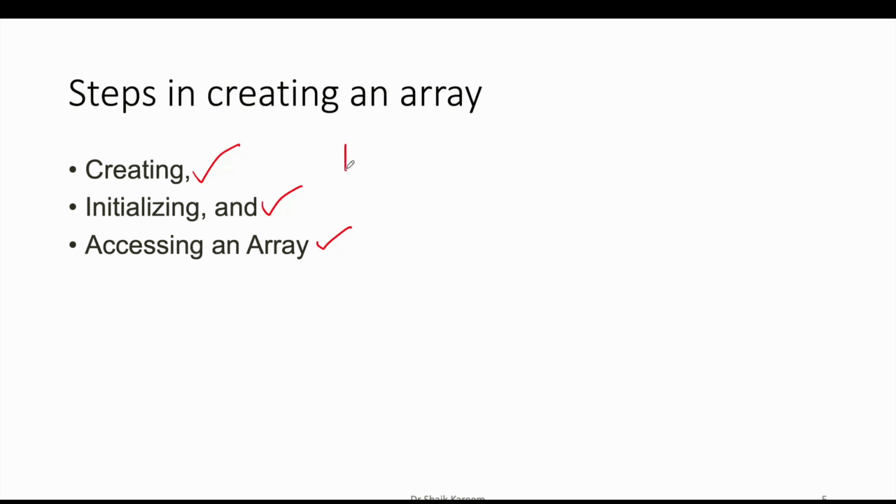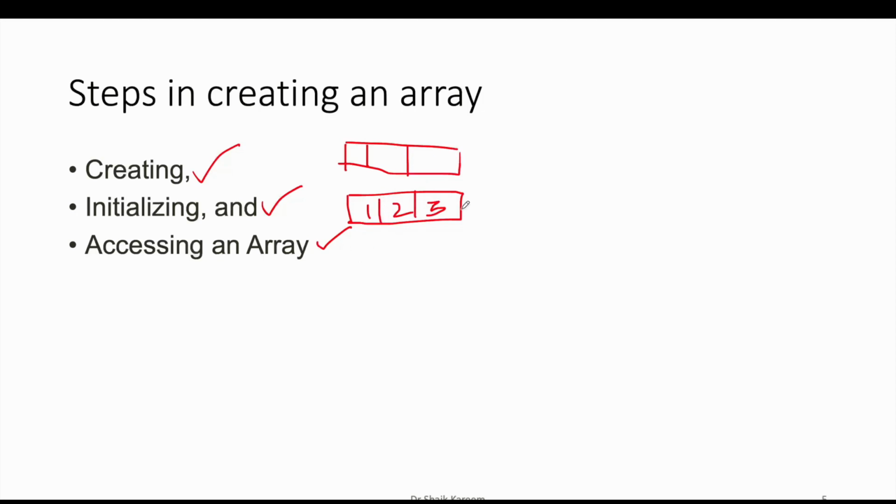So in the first step, a memory location will be allocated for your array. Whatever you are creating, a memory location will be created here. In the second step, the values will be assigned to the same memory location. For example, the first value, second value and third value will be assigned here, which means some values will be initialized into this array.